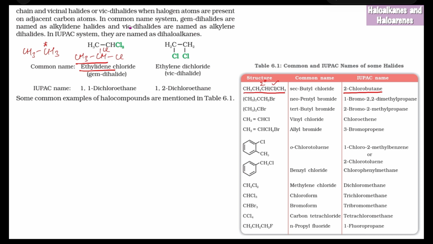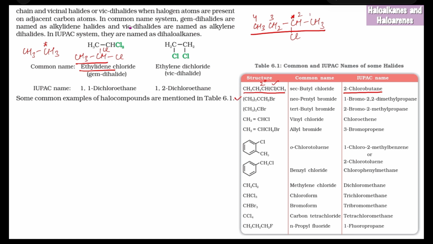On writing the structure, CH3, CH2, CH, Cl, CH3. Here this carbon to which chlorine atom is bonded is a secondary carbon because it is bonded to two other carbons. So this is known as secondary butyl chloride, and the longest carbon-carbon chain consists of 4 carbon atoms. Now numbering the chain 1, 2, 3, 4, IUPAC name will be 2-chlorobutane.